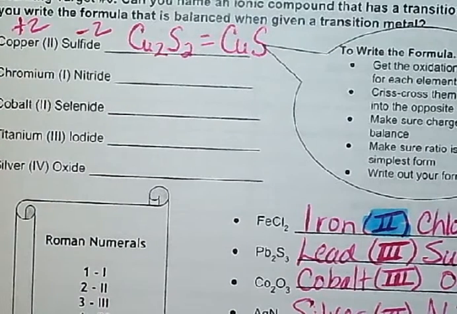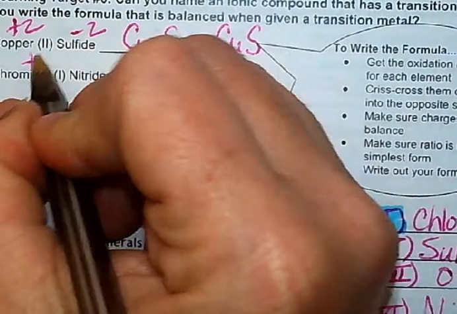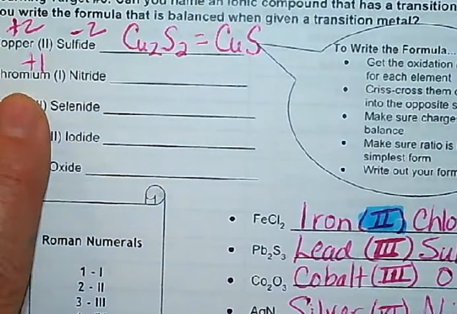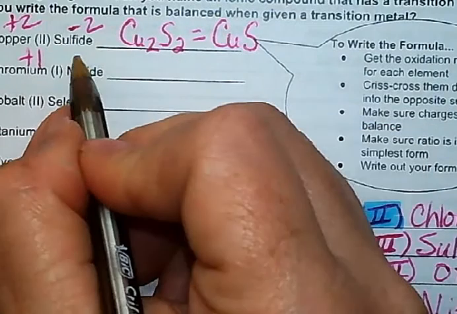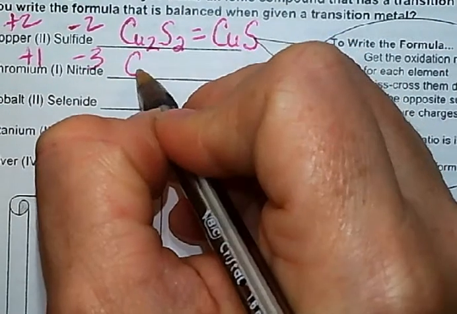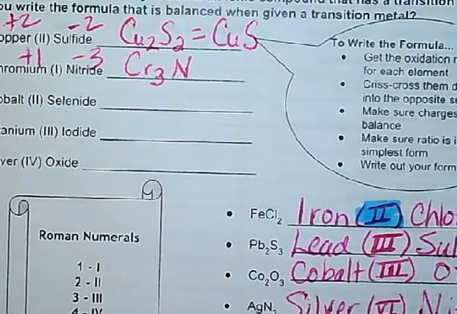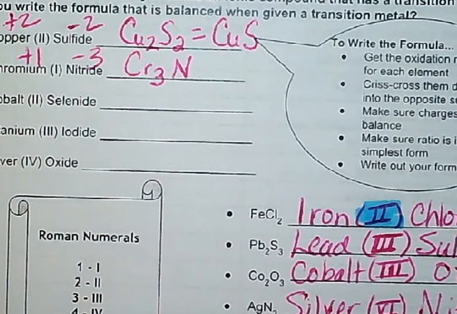So chromium, what's the oxidation number? +1. You do not have to go to the periodic table. Nitrogen, -3. Crisscross them down. Yep. Cr3N. And you're done, because a 3-to-1 ratio will not reduce.